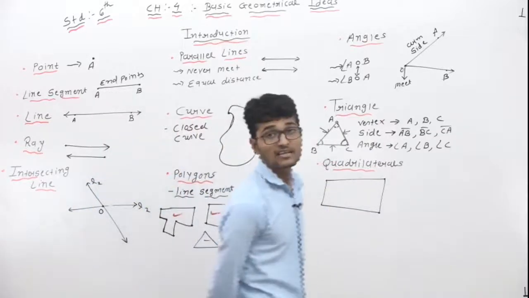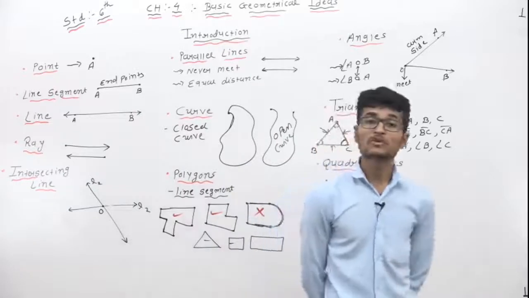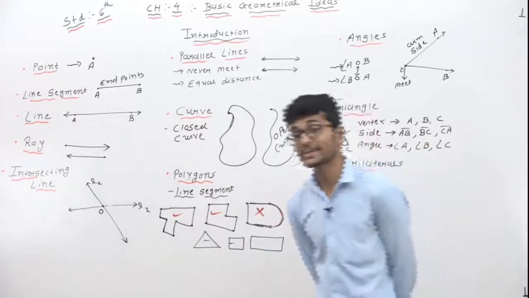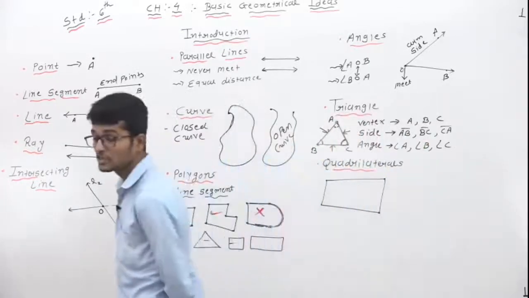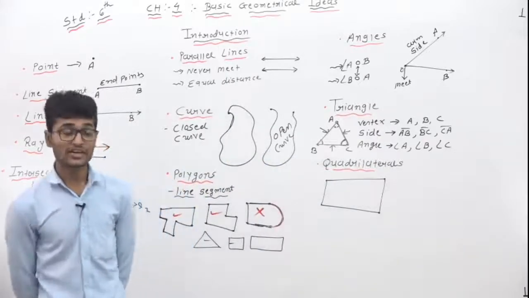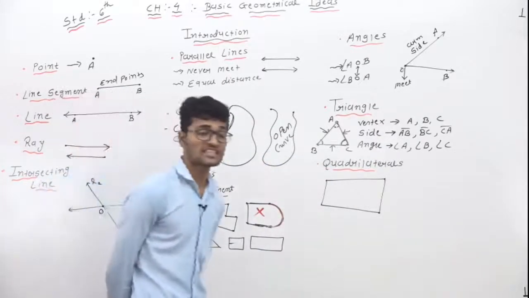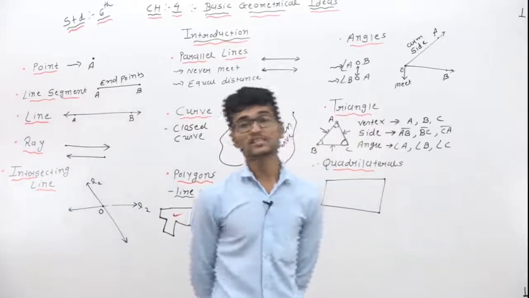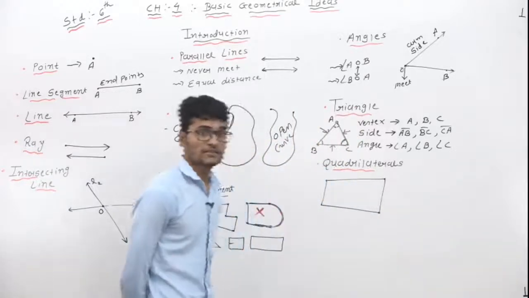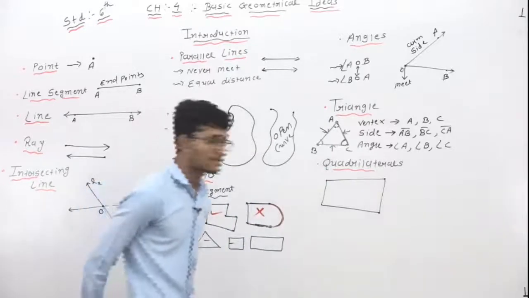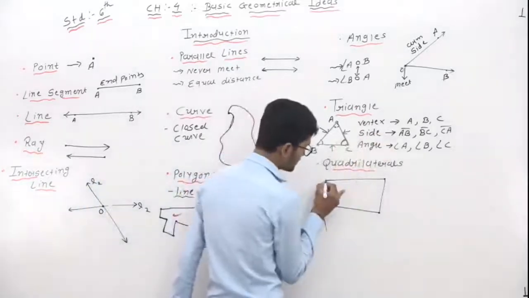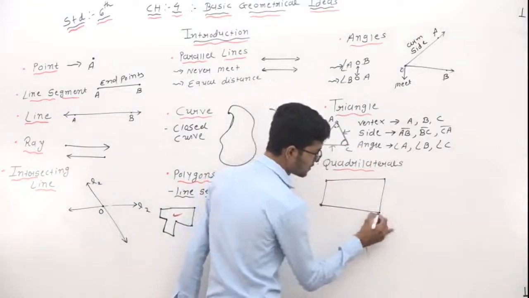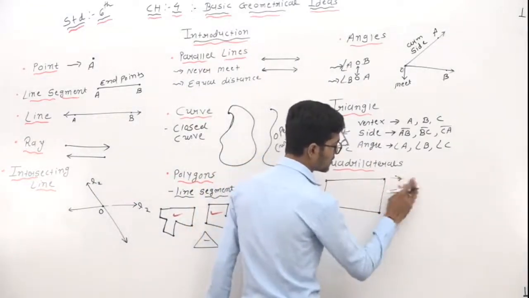Yes. Is a triangle a quadrilateral? No. Why? Because a triangle has 3 sides. A rectangle has 4 sides. So a rectangle is a quadrilateral. Is a square a quadrilateral? Yes. A square also has 4 sides, so it is also a quadrilateral. Square is a quadrilateral, rectangle is a quadrilateral. 4 sides means a quadrilateral. Here are these dots, called vertices.